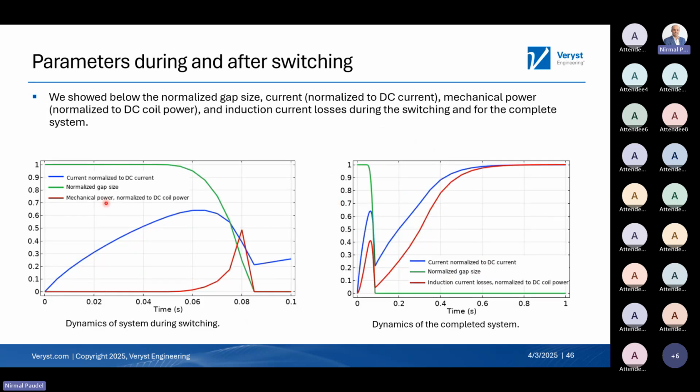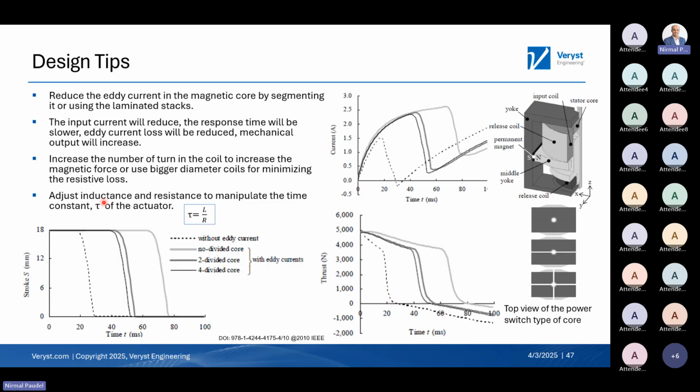So these are the same result that we discussed earlier in the software. So all right, let's look into some of the design tips here. This is a little bit more complicated than the one that we just solved. But the idea here is, the dotted line is basically without any current loss.